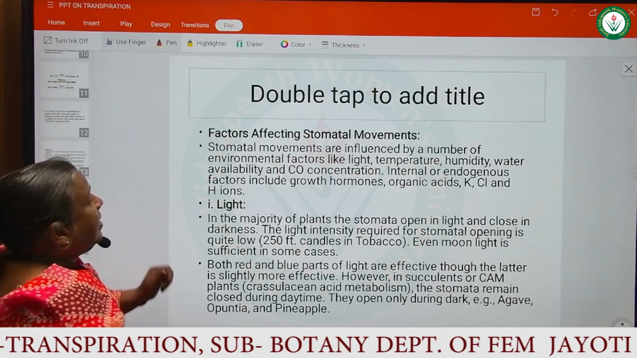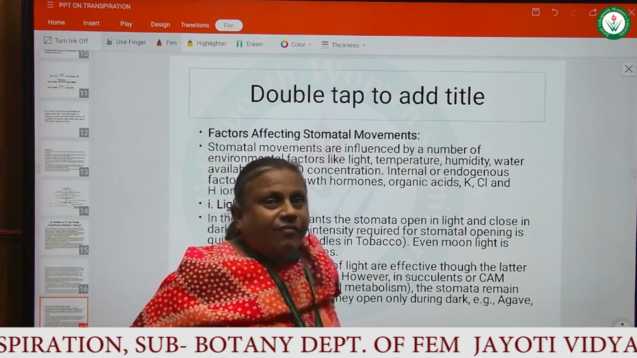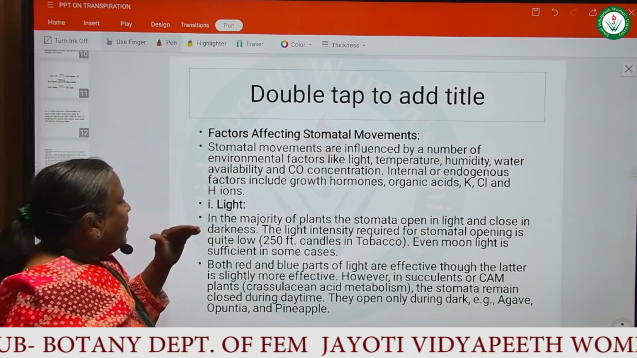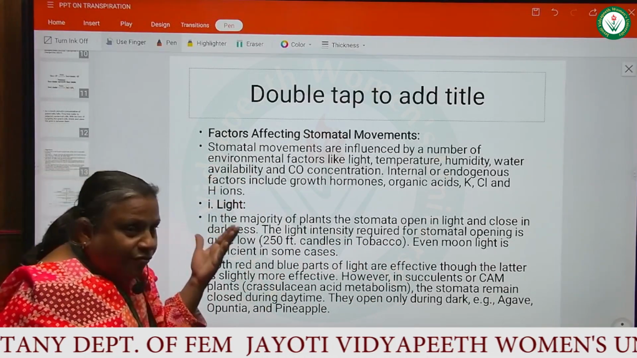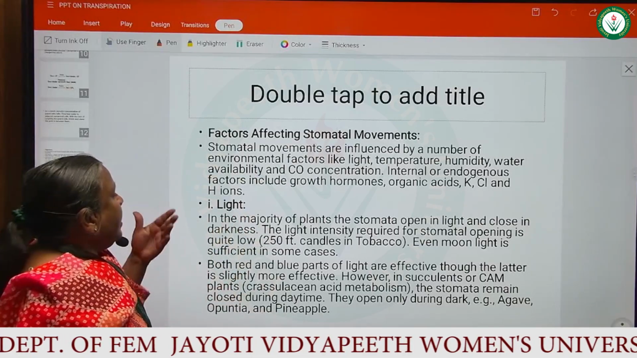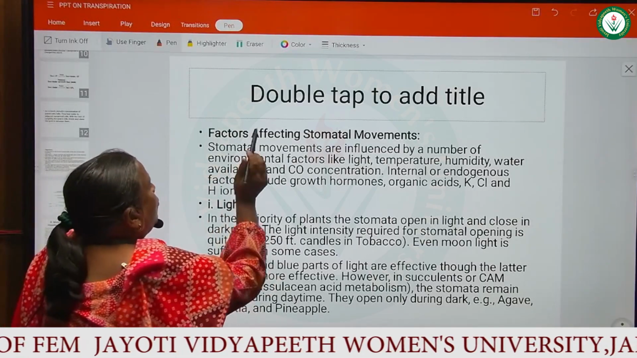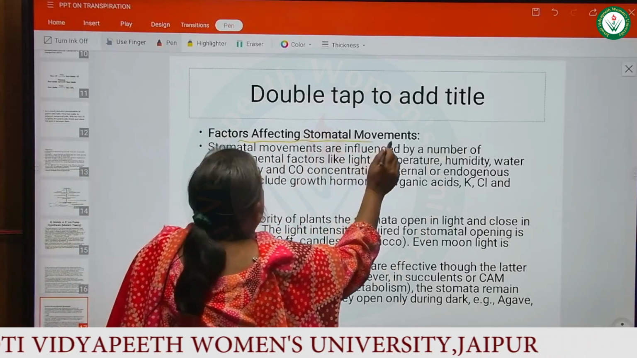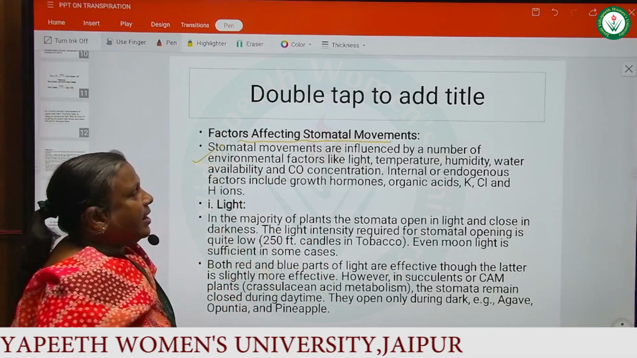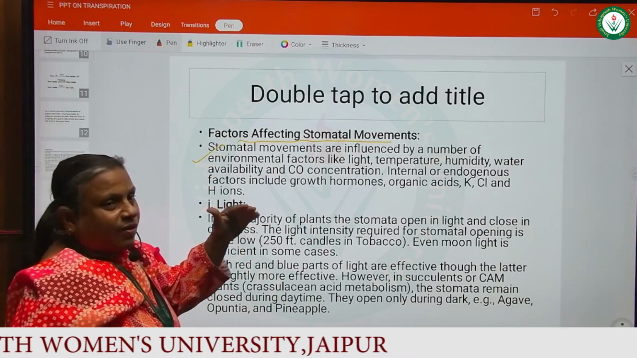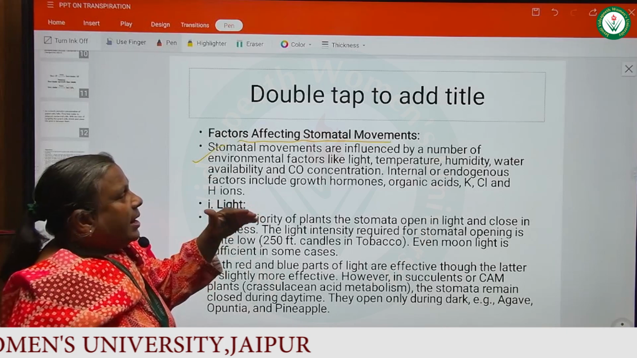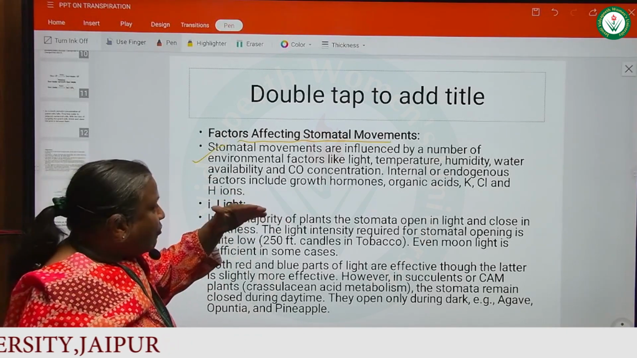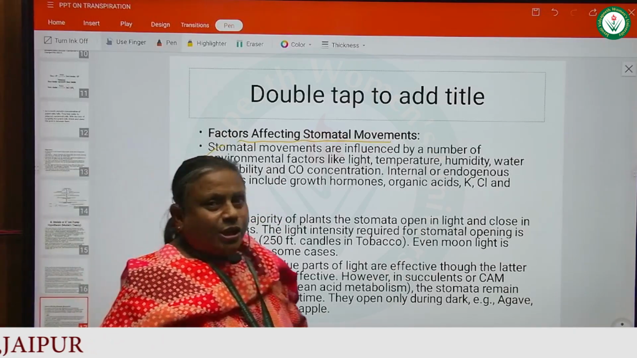Now the next one: what are the factors which affect stomatal movement? There are certain factors which affect stomatal movement: light, temperature. I will talk about them one by one. The factors affecting stomatal movements: stomatal movements are influenced by a number of environmental factors like light, temperature, humidity, water availability, and CO2 concentration.